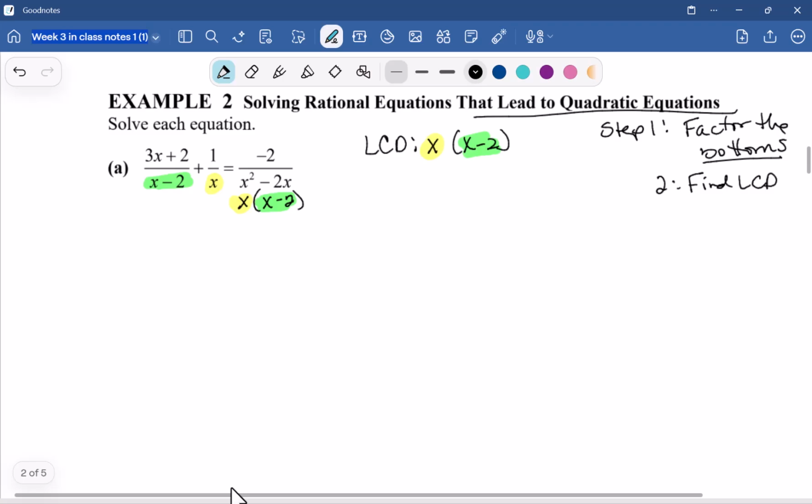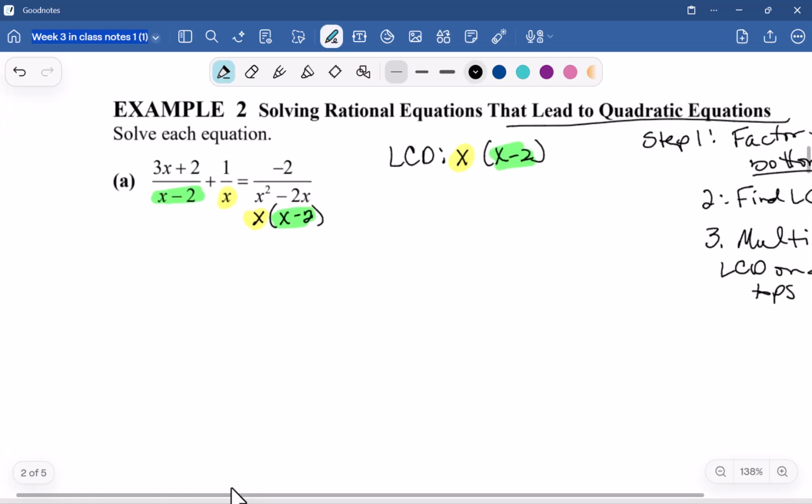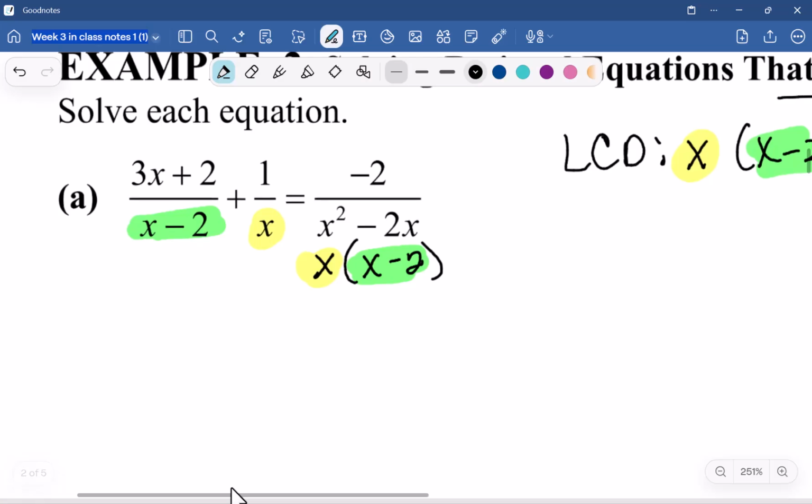So this one, I'm not going to write all the way out. I'm going to multiply the LCD on all the tops. So I'm going to multiply and make it bigger. Actually, you know what? I'm going to write it out.